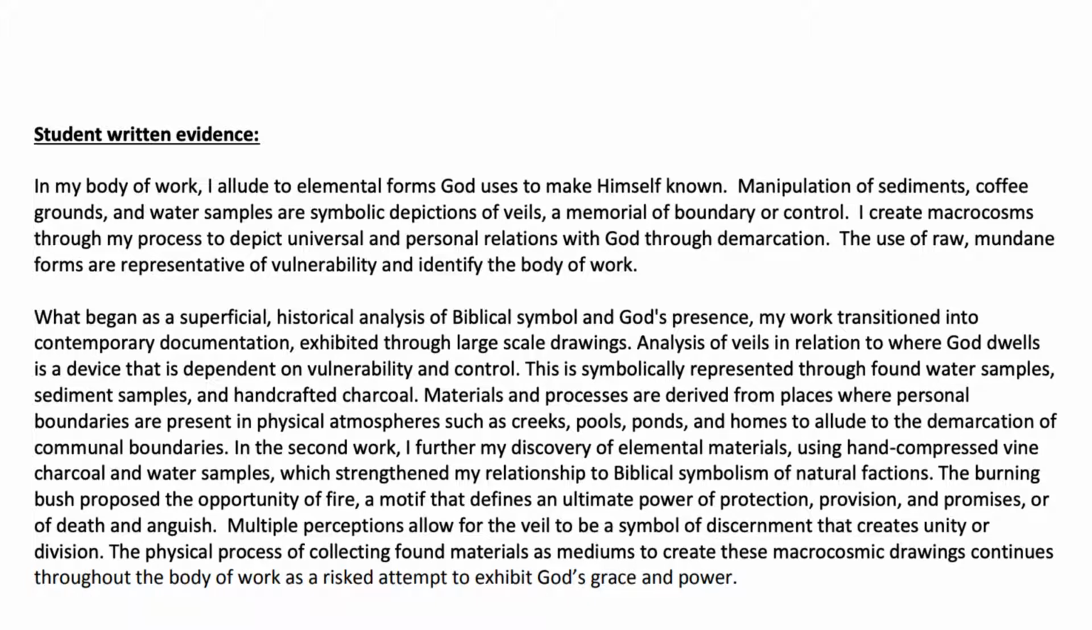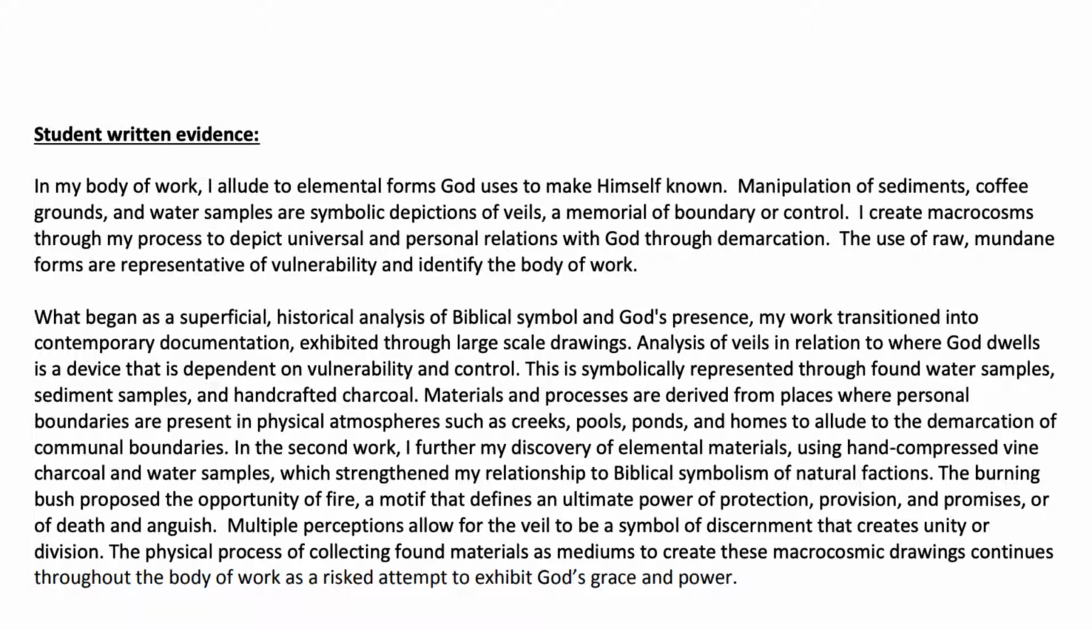In the second work, I further my discovery of elemental materials using hand-compressed fine charcoal and water samples, which strengthen my relationship to biblical symbolism of natural factions. The burning bush proposed the opportunity of fire, a motif that defines an ultimate power of protection, provision, and promises of death and anguish. Multiple perceptions allow for the veil to be a symbol of discernment that creates unity of division. The physical process of collecting found materials as mediums to create these microcosmic drawings continues throughout the body of work as a risked attempt to exhibit God's grace and power.